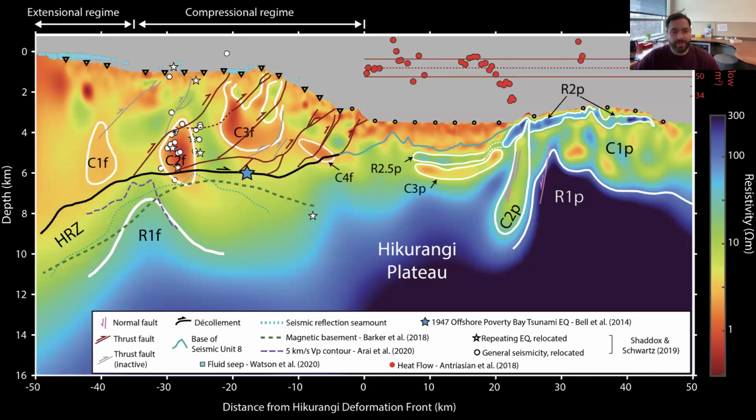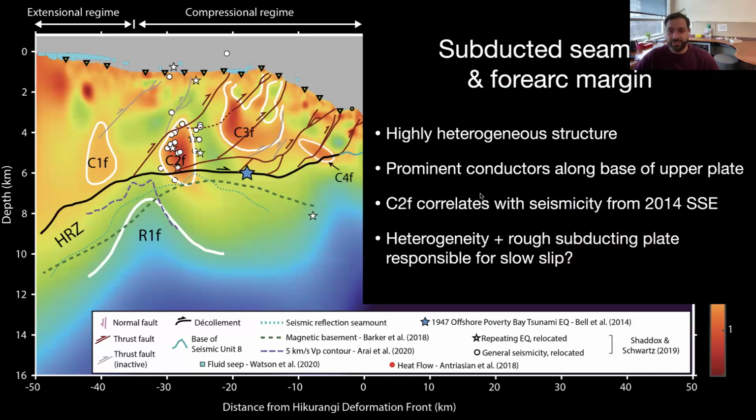And then there are these upper plate anomalies, and these upper plate anomalies, especially C2F, correlate with a lot of microseismicity associated with a past slow slip event and repeating earthquakes as well, shown by the stars. These are relocated events, and they match up pretty well with where we're seeing this red blob, indicating to us that the seismicity may be capturing fracturing or damage that's occurring associated with the passage of the seamount beneath the forearc margin.